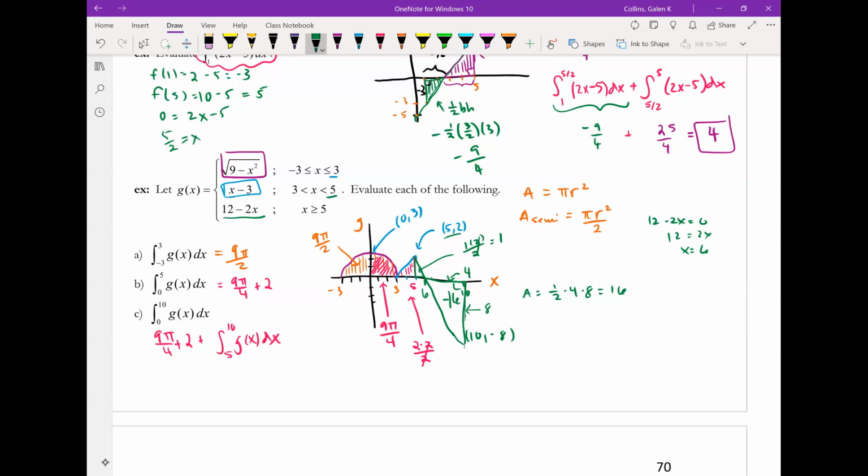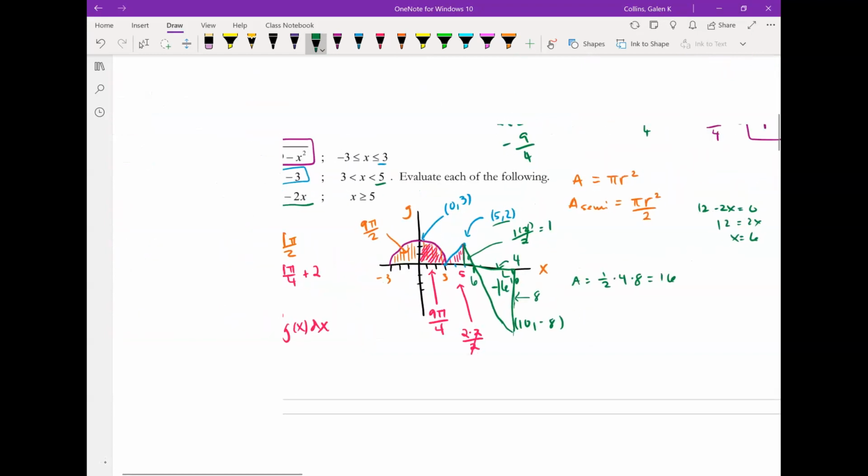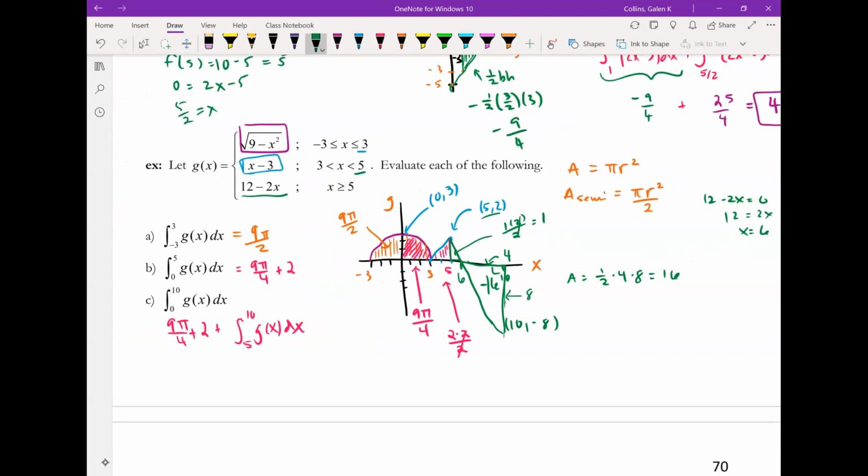Okay, so the integral from, oops, I don't know how that just happened. If we evaluate this integral from x equals 5 to x equals 10, we have this area of positive 1 minus this area of 16. So to answer part C, we just have to put this all together. 9 pi over 4 plus 2 plus 1 minus 16. That's just 9 pi over 4 minus 13.